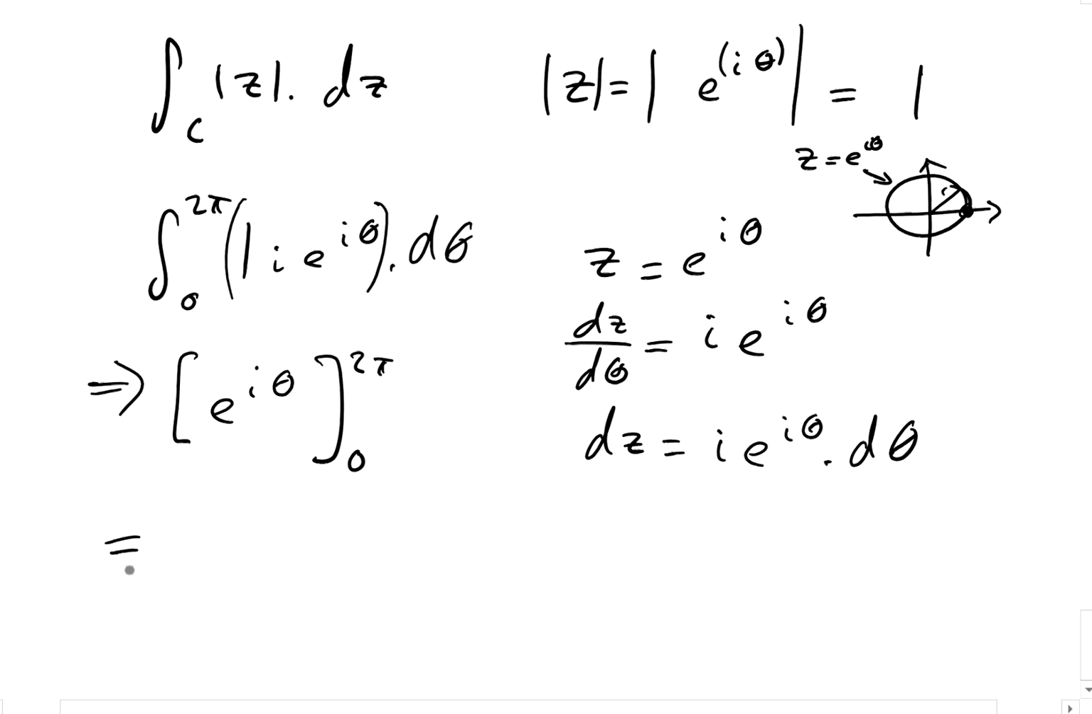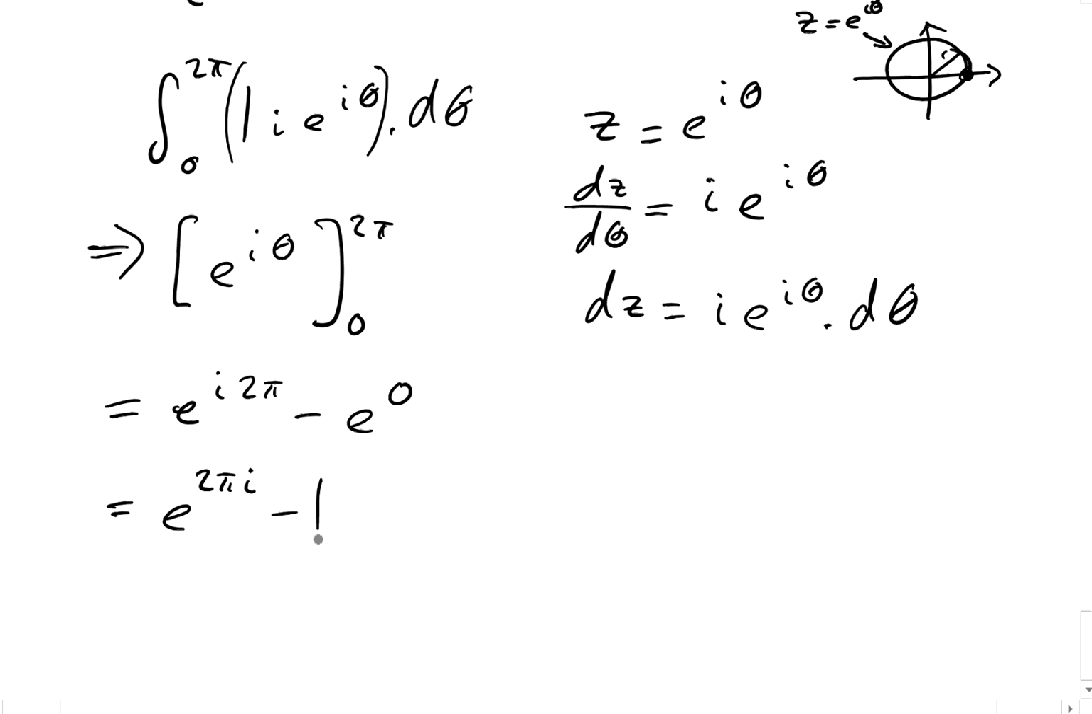So let's just evaluate this. It's going to be e to the i, replacing theta with 2 pi, minus e to the i 0, e to the 0. So that's just going to be e to the 2 pi i, let's rewrite the i 2 pi a little bit neater, minus 1. Okay, so there we go. So that's quite nice. That's a nice one, if you like.